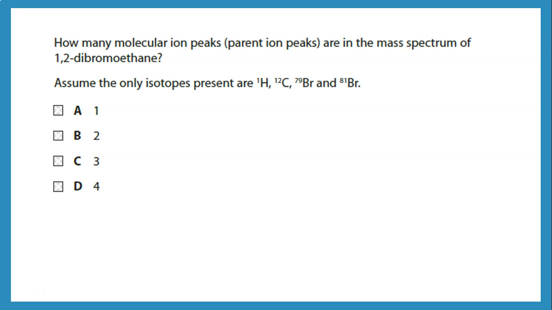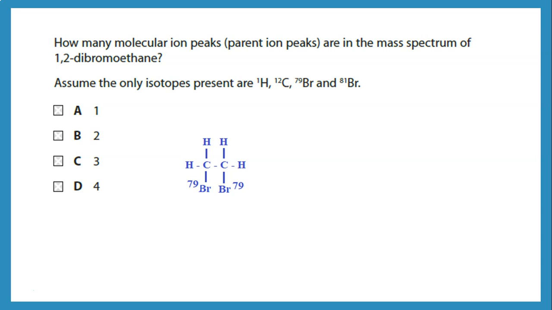How many molecular ion peaks are in the mass spectrum of 1,2-dibromoethane? Assume the only isotopes present are hydrogen with a mass number of 1, carbon mass number 12, bromine mass number 79 or 81. And he's saying I have 1,2-dibromoethane. Remember that the molecular ion peak is the peak for the total molecular mass of the molecule. So what are we doing?